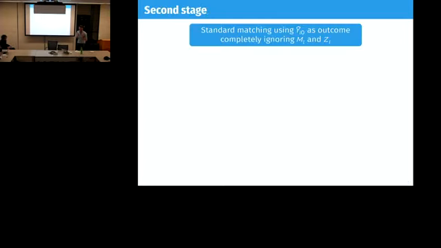We're going to take it to the next step, which is that we don't want to know the effect of M. We want to know the effect of treatment, fixing M. So the second stage of this procedure is a standard matching procedure, but now we're going to use the imputed counterfactuals from the first stage as the outcome, and we're going to completely ignore M and Z in the second stage.